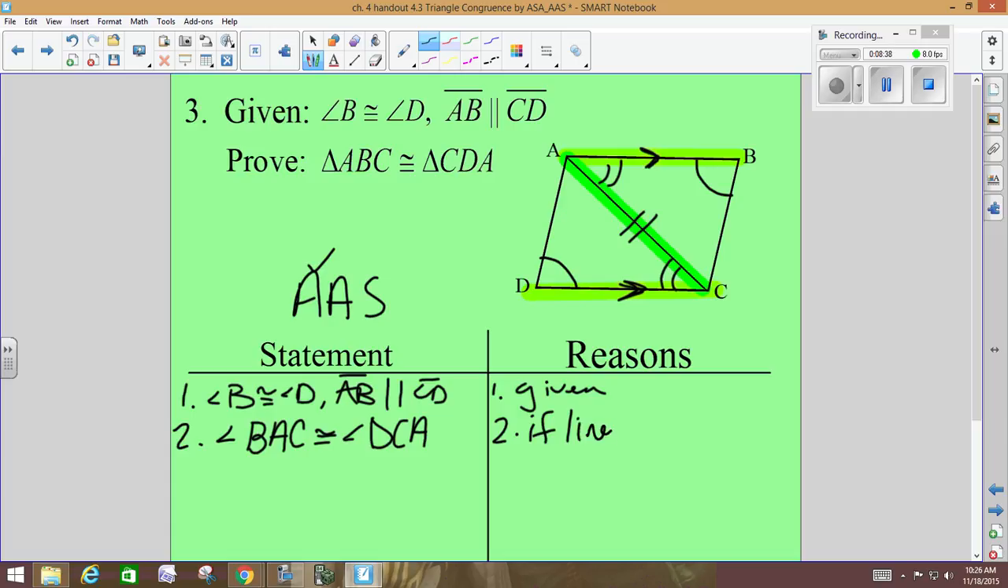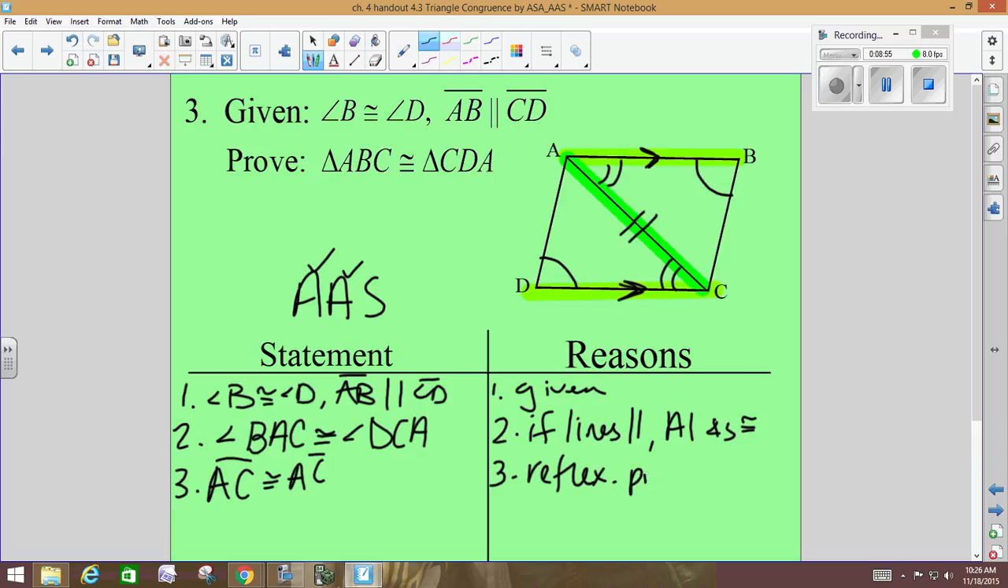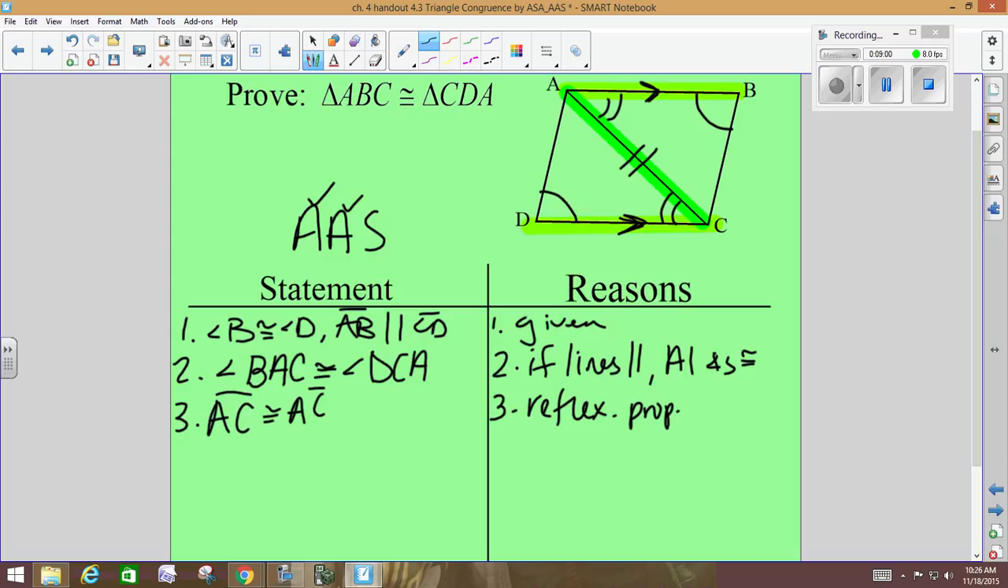If lines are parallel, alternate interior angles are congruent. So there's my second angle. Then my side is our reflexive step: AC is congruent to AC. And these 2 steps, 2 and 3, could have been flipped around and you'd still have a correct proof. Since I have all 3 parts, then I'm done. So number 4, triangle ABC is congruent to triangle CDA by angle, angle, side.